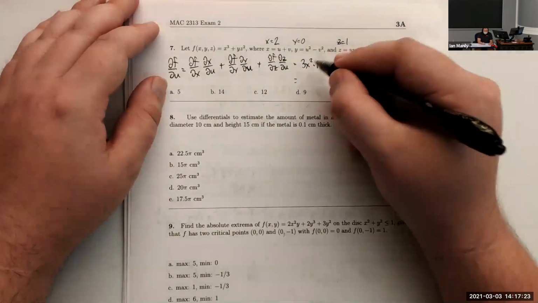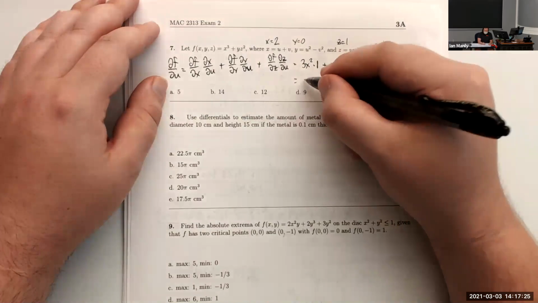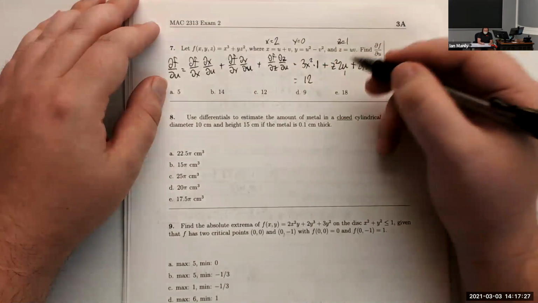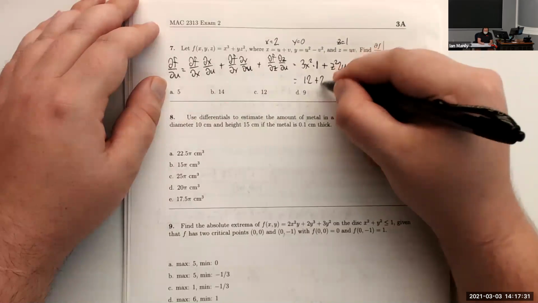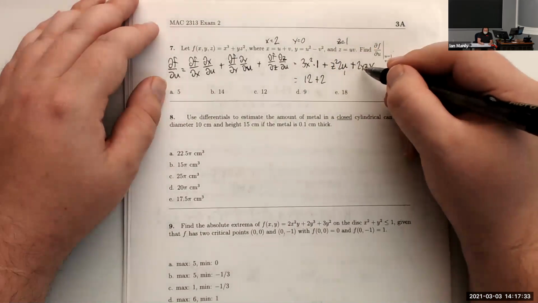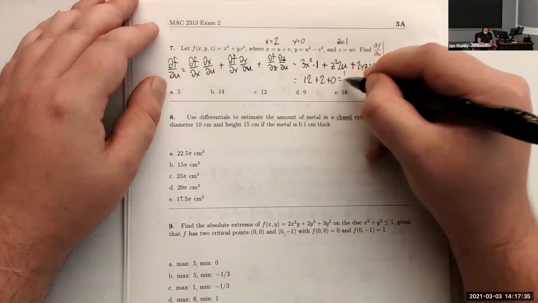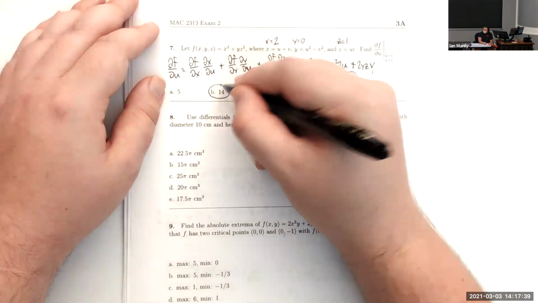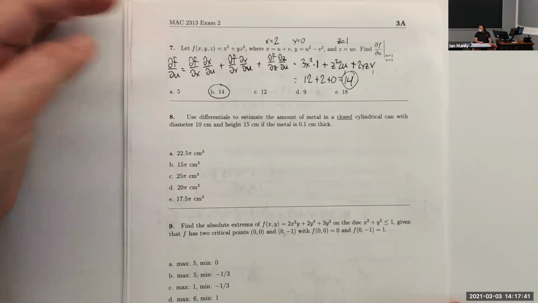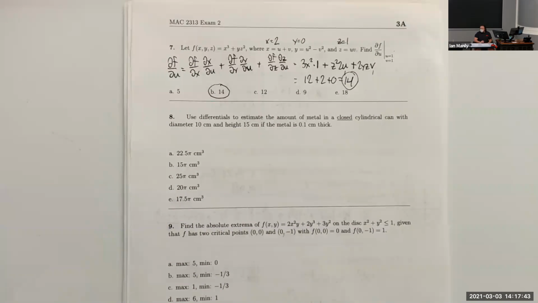All right, so we have 3x squared, so 3 times 2 squared, so it's going to be 12. Then we're going to have 1 times 2 times 1, so that's 2. And then we have a y here, which is 0, so that'll all be 0. So we end up getting 14 for this one right here. All right, so that was a chain rule.